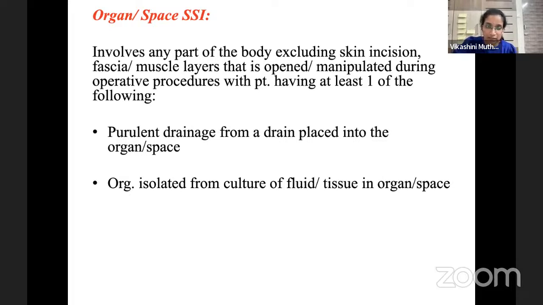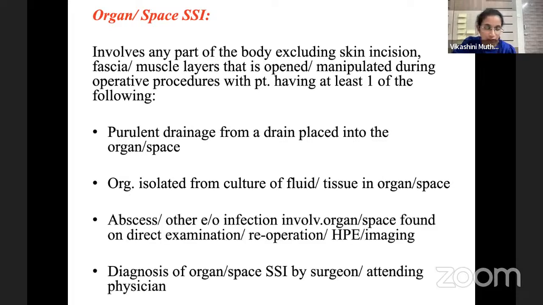And again, in that pus, you should be able to isolate the organism. And if the culture turns out to be negative, then yeah, it doesn't meet this criteria. Or you can have an abscess or other evidence of infection, which can be seen during rounds, direct examination, or resurgery, or pathological or imaging. Again, this diagnosis can be made by the surgeon or the attending physician.